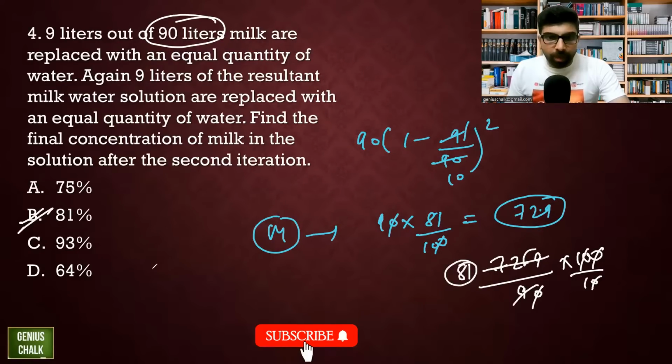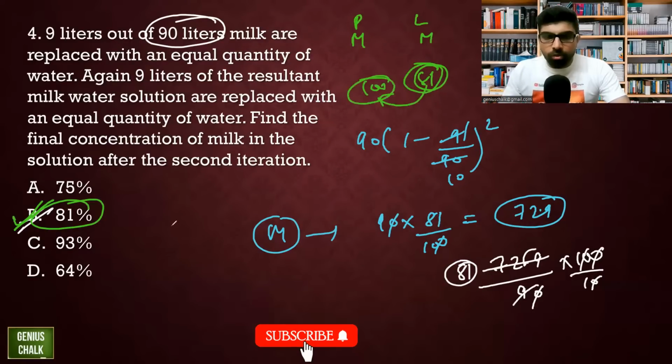But the first method was better because it was giving us the straight answer, because we write the ratio only for pure milk and the left milk. So here the left milk was 81, pure was 100. That means it has become 81% of 100.